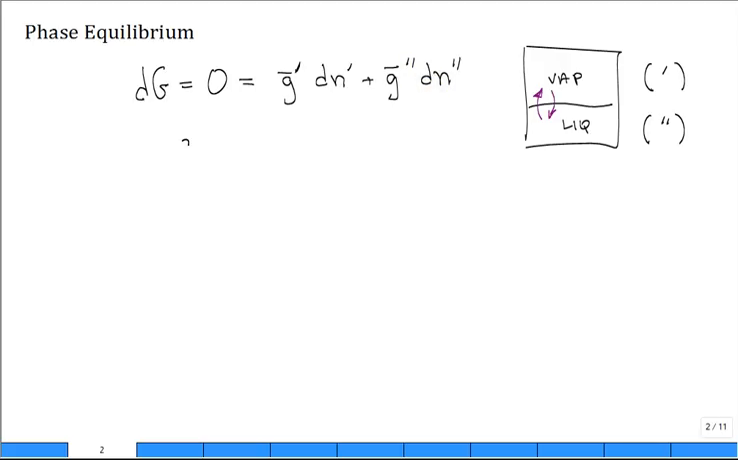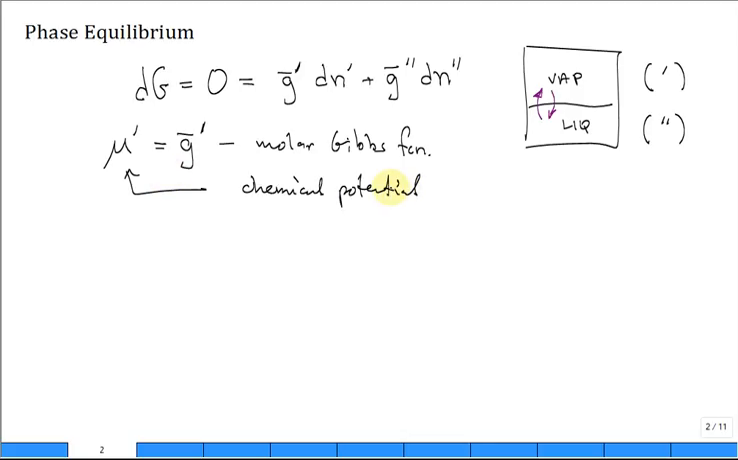So this G bar for each phase is the molar Gibbs function. It's also sometimes called mu. That's somewhat confusing, but mu is the chemical potential. What units does mu have? What units does the molar Gibbs function have? Well, it would be something like kilojoules per kilomole. Again, what do those primes indicate? They indicate the phase, 1 and 2 used by the textbook.